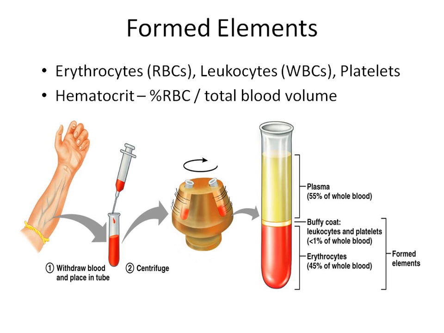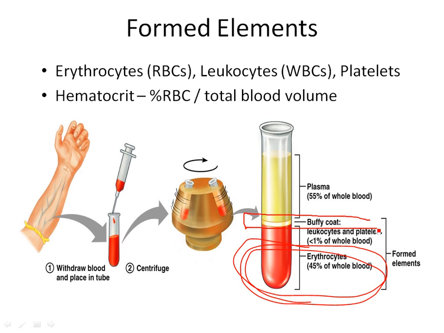On average, for normal males, hematocrit, or the percent of those red blood cells relative to the whole blood, is around 45%. Females, it's a little lower. The buffy coat, where we find the leukocytes and the platelets, that's less than 1%. There aren't a lot of those cells.